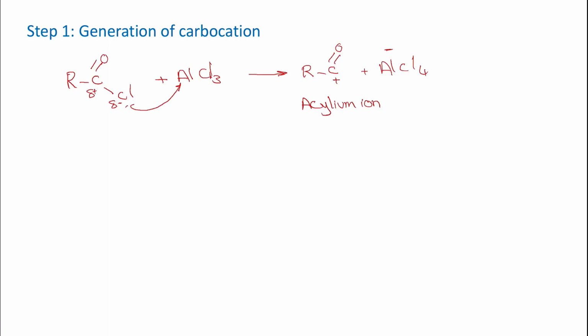So let's have a look at the mechanism of the reaction. There are three steps for the mechanism. The first step is the generation of the carbocation, or generation of the electrophile. So we have the acyl chloride that we start off with, and we have aluminium chloride. Then the electron pair on the chloride will be attracted toward the aluminium, and that will generate the acylium ion with a positive charge. This acylium ion is the carbocation that can undergo the electrophilic attack on the benzene ring.